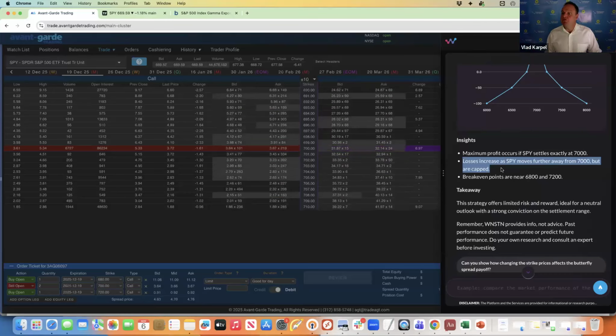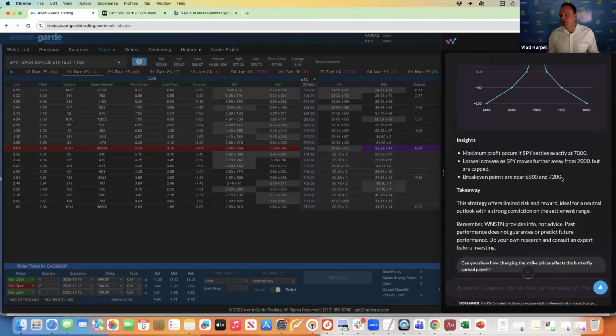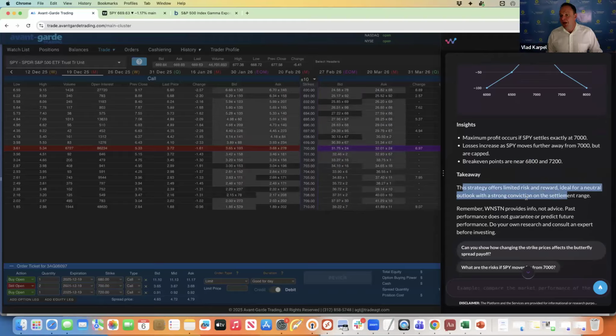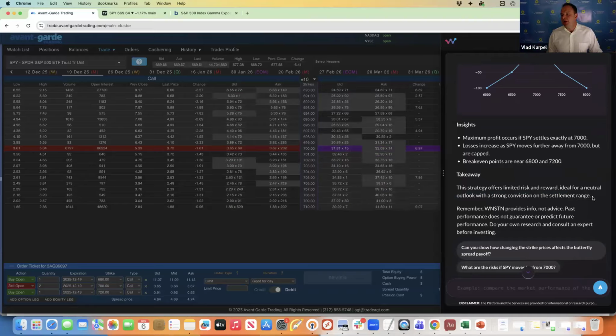Losses increase as SPY moves further away from the 7,000 level, but are capped, right? And the break-even point is the debit, right? The debit that you paid, plus or minus the strike price. So this strategy offers limited risk and reward, ideal for a neutral outlook with a strong conviction on settlement range, right?